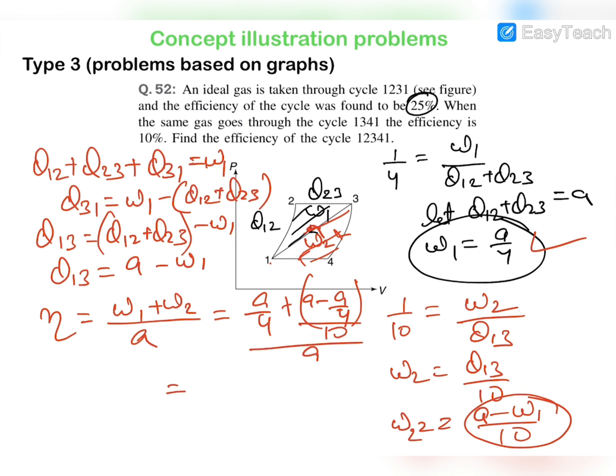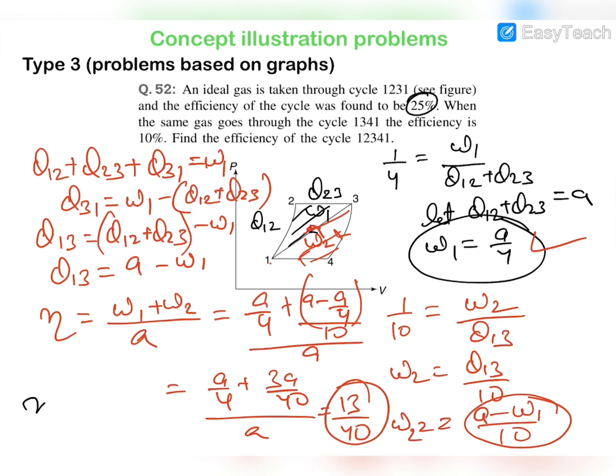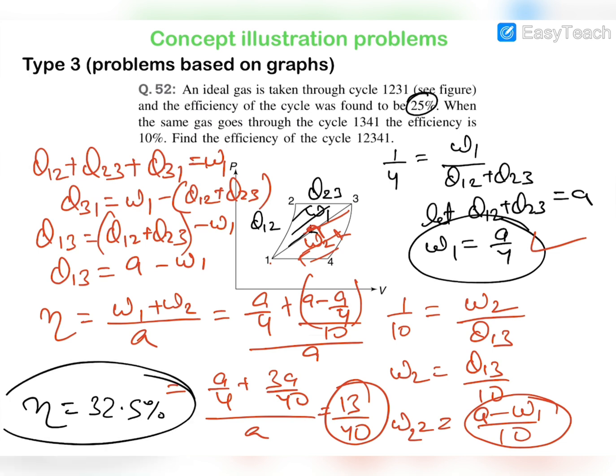So this would be A by 4 plus 3A by 40, divided by A, and you can see that it would be 13 by 40, and in percentage, η will be equal to 13 into 5 by 2, which is 32.5%. So this will be the correct answer. Now we move on to the next question.